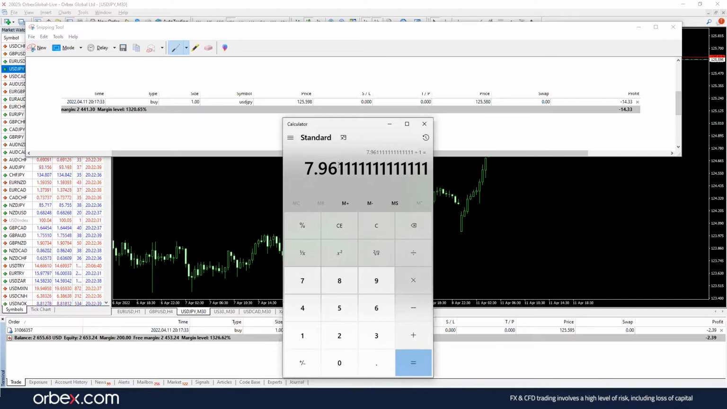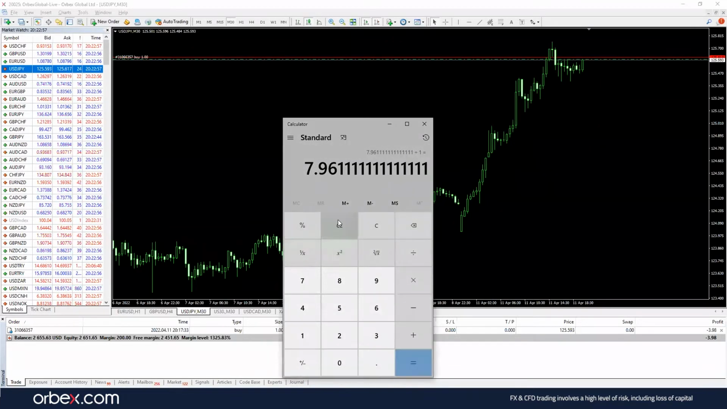So 7.96. That's the exact pip amount for the dollar yen pair when I opened this trade. That's just an easy example of how to see the exact pip value that you open the trade at. Because if I did 7.96 now, let's just remember that figure, 7.96, and we do 1,000 divided by 125.592. There you go. It's pretty much the same, 7.96 to the live price now. So it's 1,000 divided by the dollar yen pair, and that's how we get the pip value.